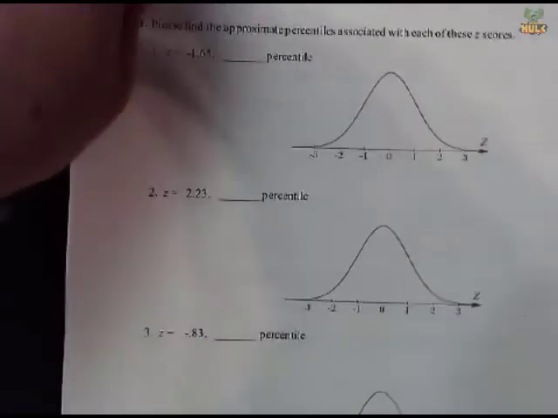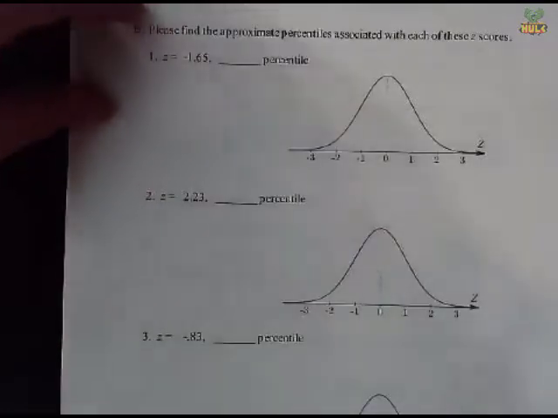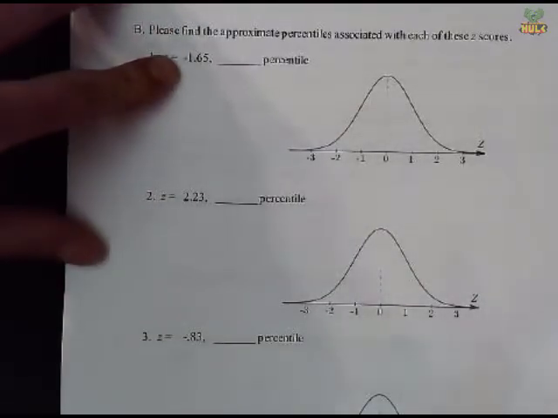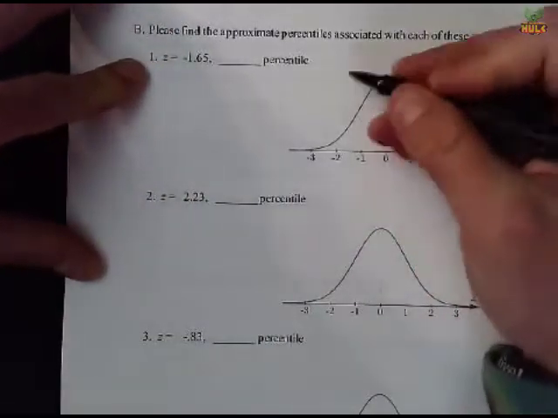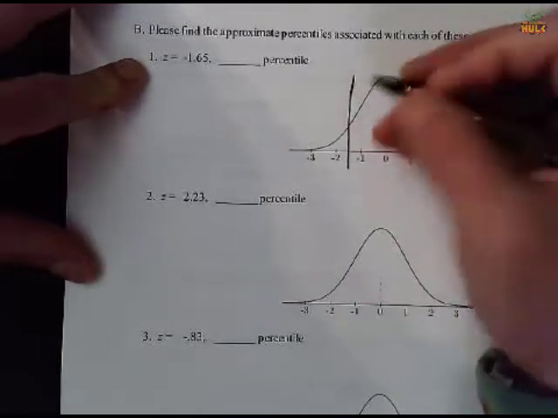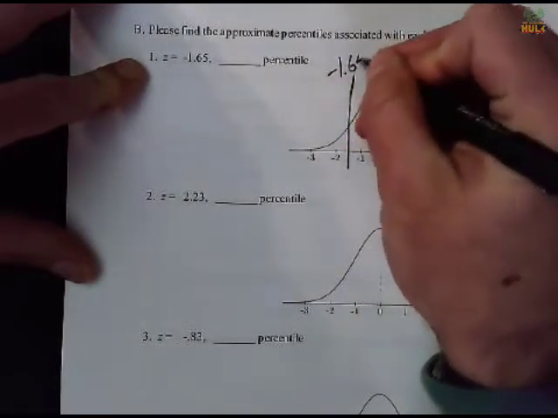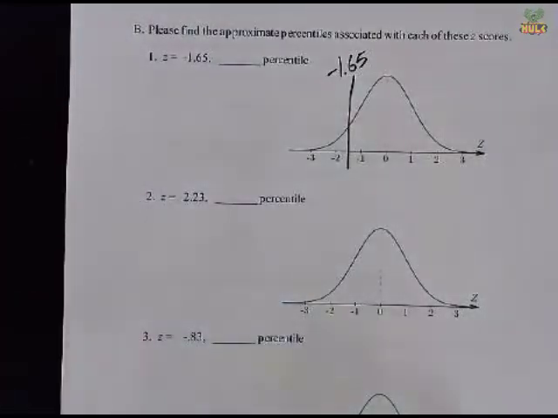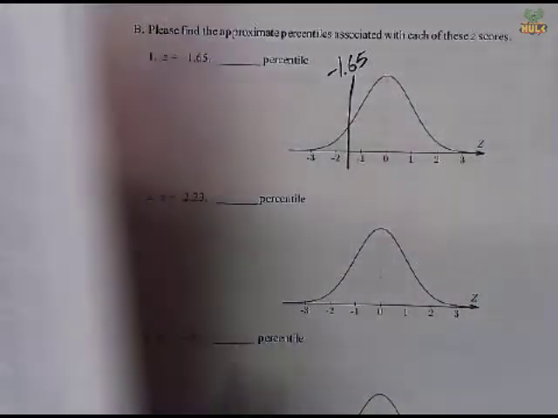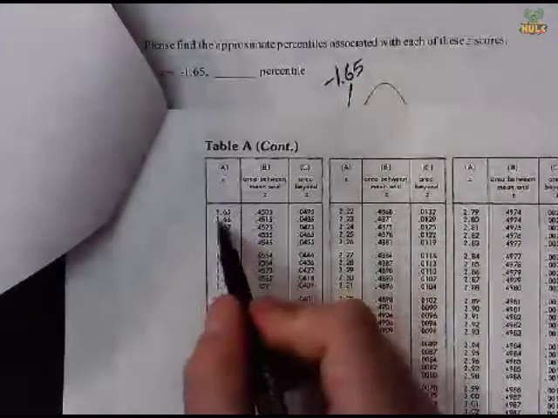Okay, let's look at the next type of problem. In this case, we're just going in the opposite direction. So we're going to start with the z-score, and then we're going to go to the percentile. So this z-score is negative 1.65. So I can be a little more accurate about where I draw this, since I can see the values of z down there. And all I have to do now, this is easy, is go straight to the table and find the value of 1.65.